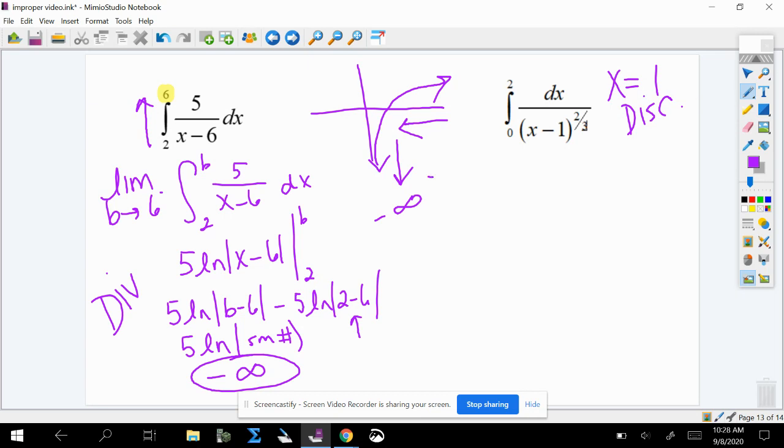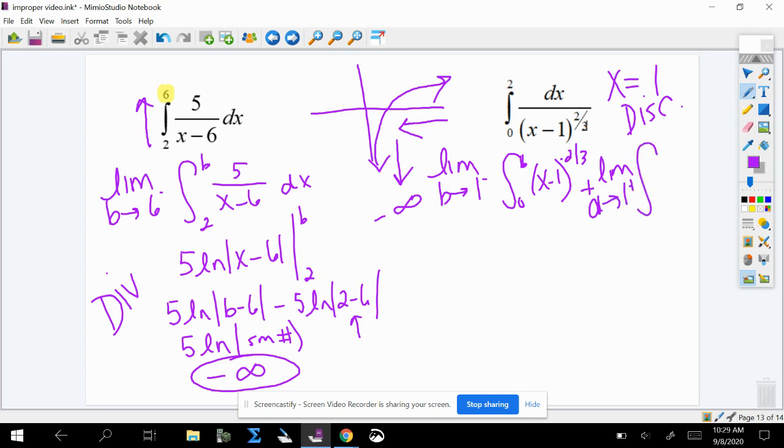So what I can do is I can take the limit as we approach 1 from the left of x minus 1 to the negative 2/3. That's a b up there. And then I can add that to the limit as I approach, we'll call that a, 1 from the right, a to 2 of x minus 1 to the negative 2/3. Complete pain because you have to do it as 2 separate pieces.